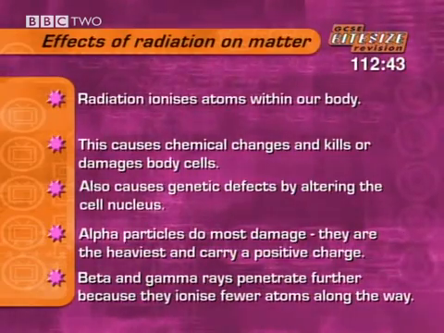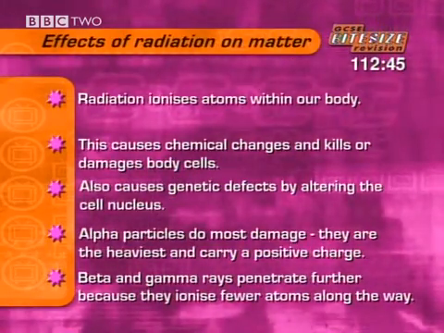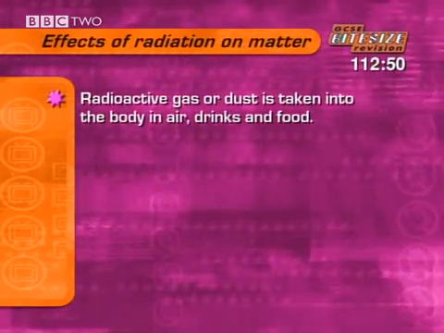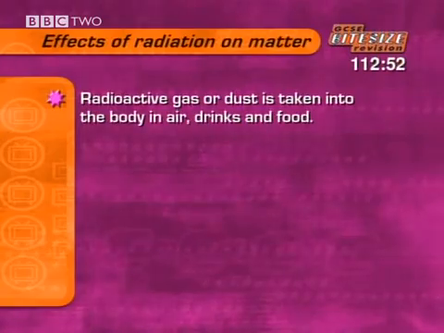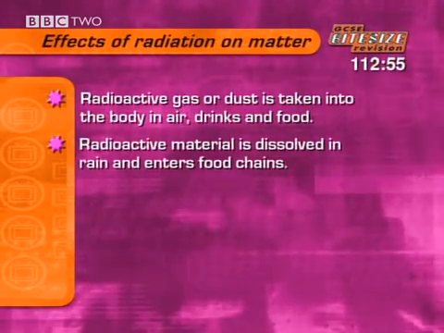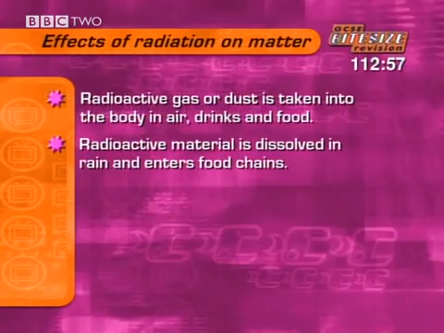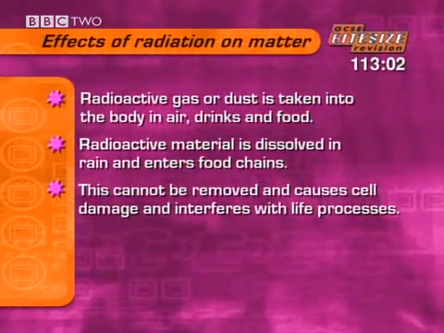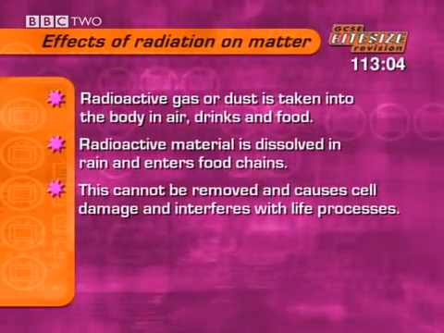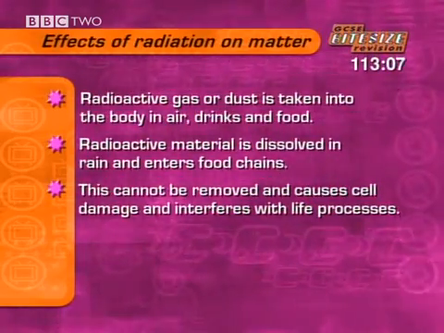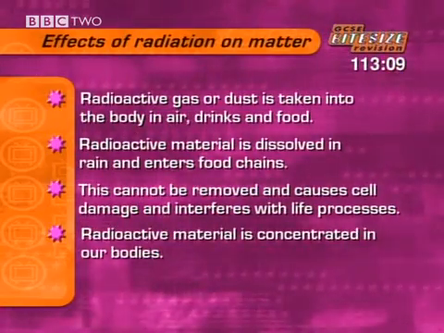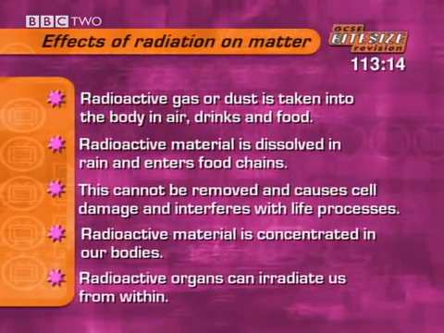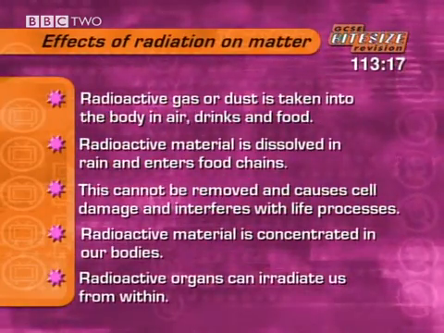But how does radiation get to us? Radioactive gas or dust can be taken into the body in the air, drinks and food. Radioactive material can also be dissolved in the rain and enter the food chain through grass. Once in the body, it cannot be removed. It causes cell damage and interferes with life processes. Some radioactive material can become concentrated in our bodies, such as in the thyroid gland, and radioactive organs can then irradiate us from within.